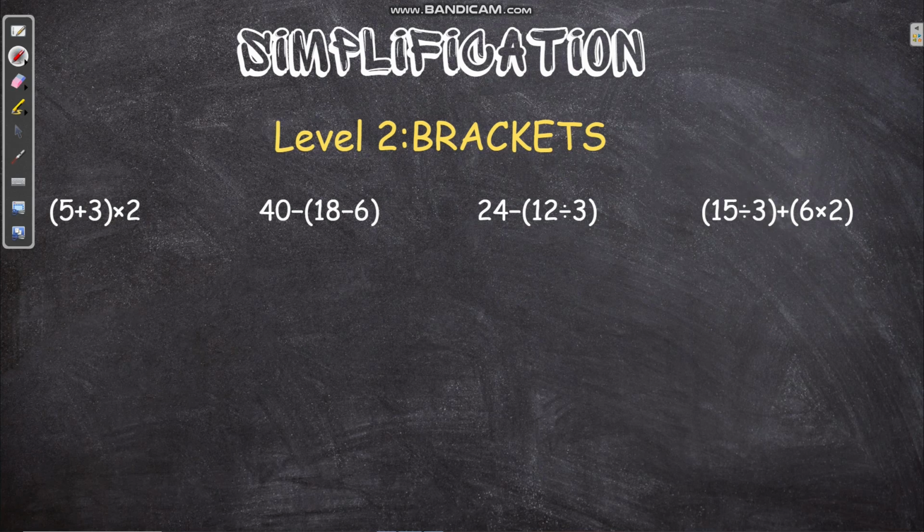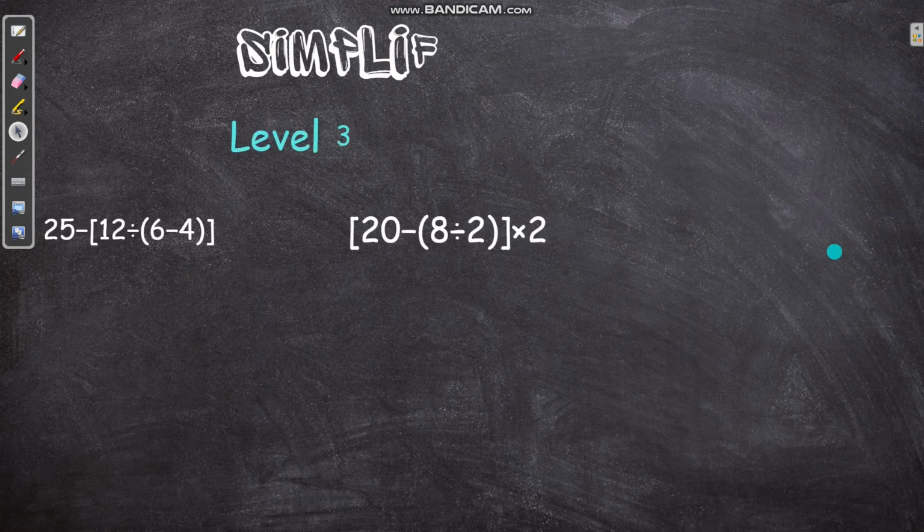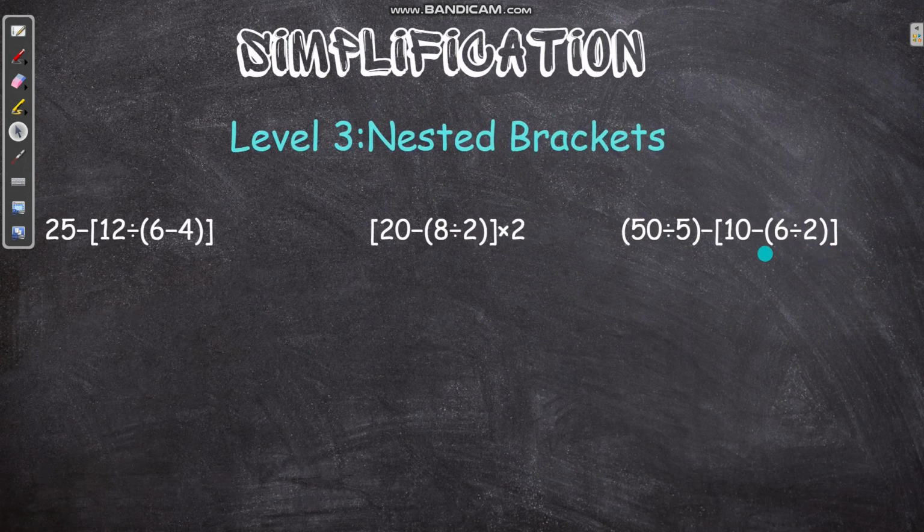Now if you have different types of brackets, you will solve the vinculum bracket first, then the round bracket, then your curly bracket and the square bracket. Now nested means brackets inside the bracket. So let's solve this question.